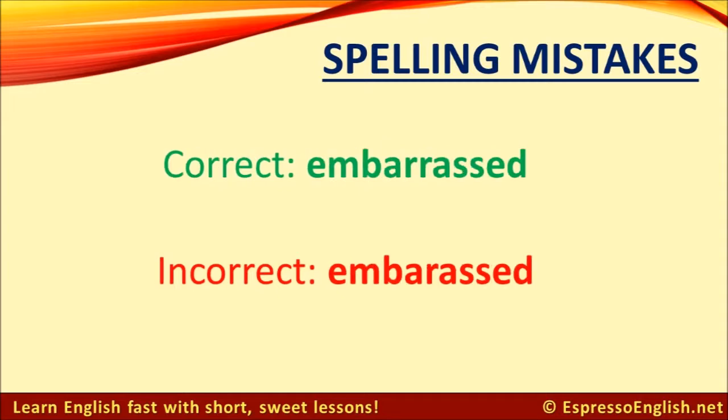If you make a mistake, you might be embarrassed. The word embarrassed has 2 R's and 2 S's. That's true for the words embarrass, embarrassed, and embarrassing. All of them have 2 R's and 2 S's.